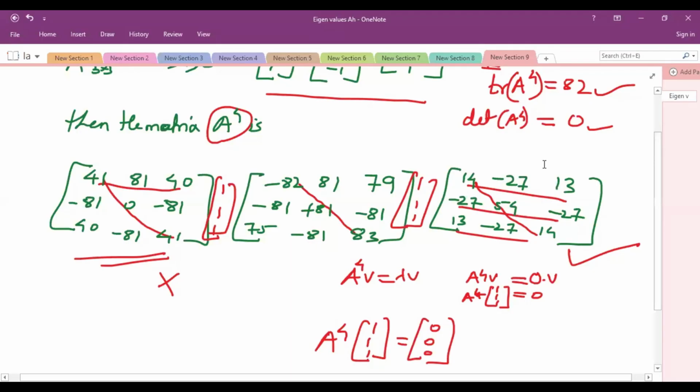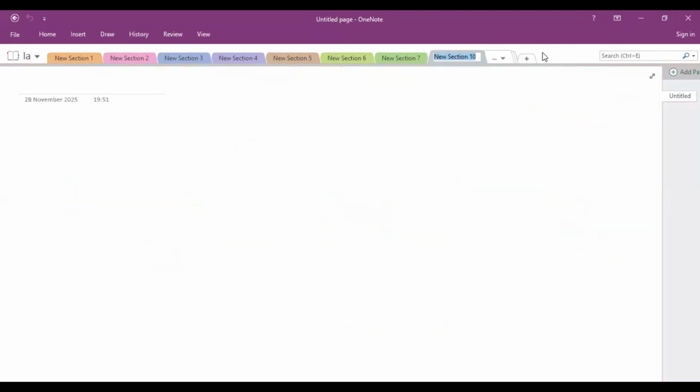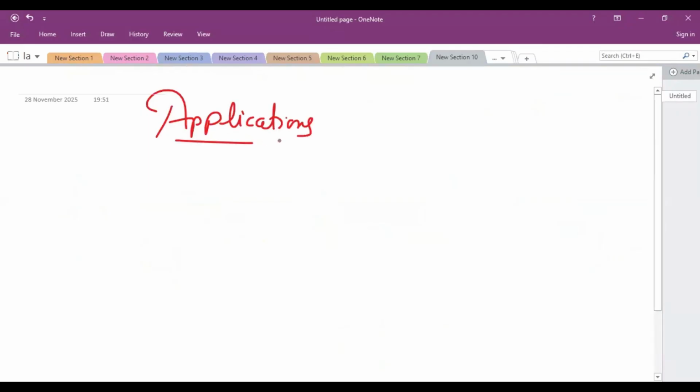Okay, so now let's proceed to some applications of the areas that we've seen. Majorly what we have seen is eigenvalues and eigenvectors. Rest of it was all the supporting stuff. Could be rank, could be system of linear equations, and all of that.